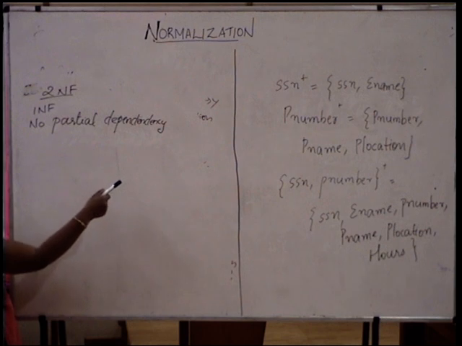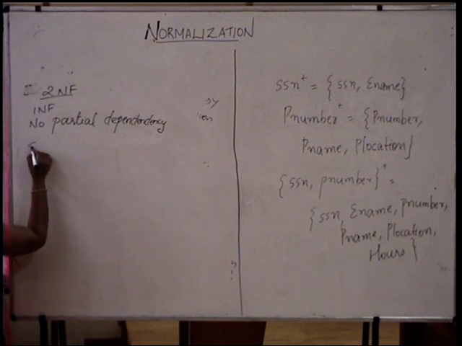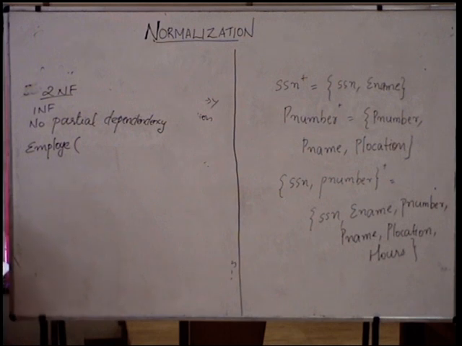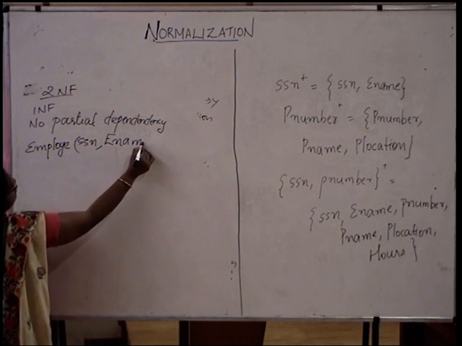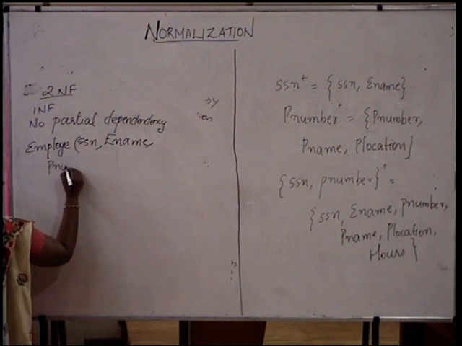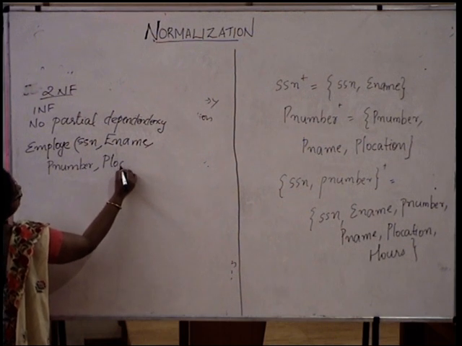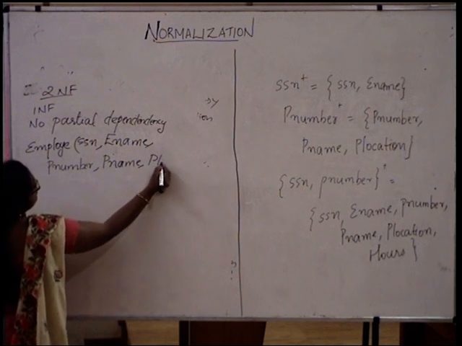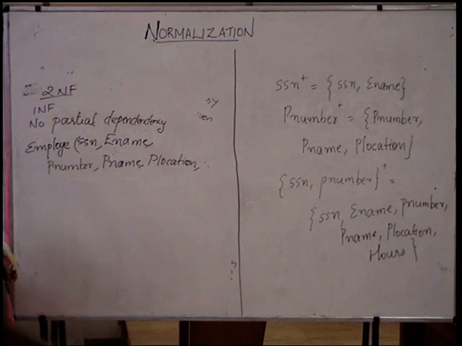See the example discussed for the closure. The employee table is given, and the attributes are SSN, E name, P number, P name, P location, hours.